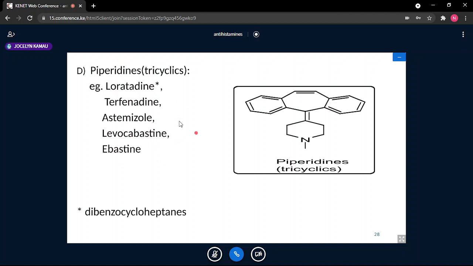So again, we look at all these different structures. All we need to appreciate is that they are piperidine derivatives. So we are only saying that the second generation are still compounds which have similar structures as the first generation, but of course they have some structural additions which make them different. They have better affinity for the receptor and lesser toxicity.